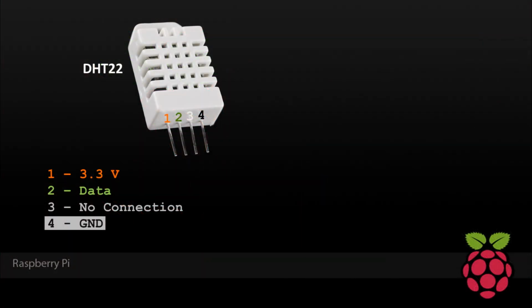This is the DHT22 sensor. It does both temperature and humidity. It's very inexpensive, it can run on 3.3 volts, so it's easy to integrate with the Pi, and it only needs one GPIO pin for communication.